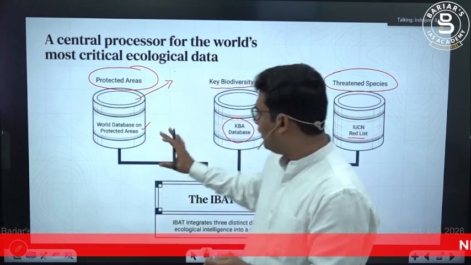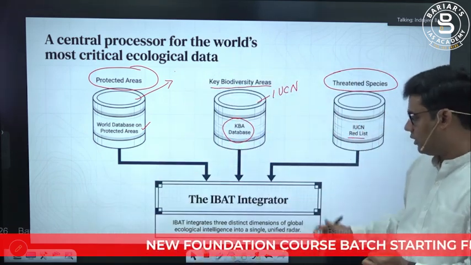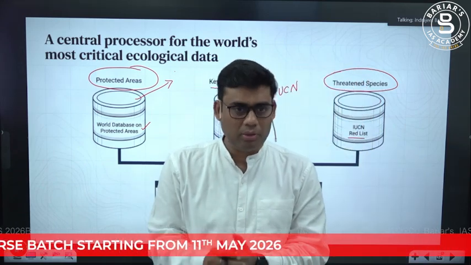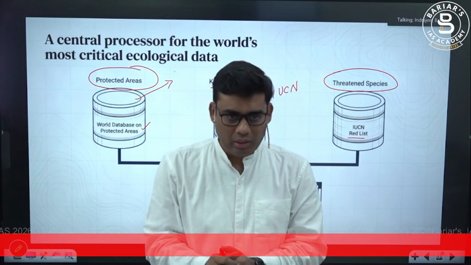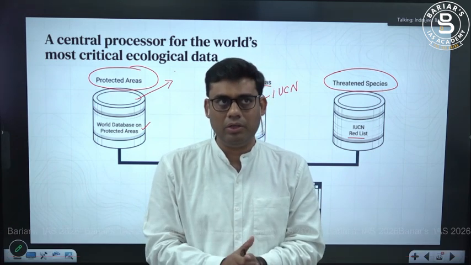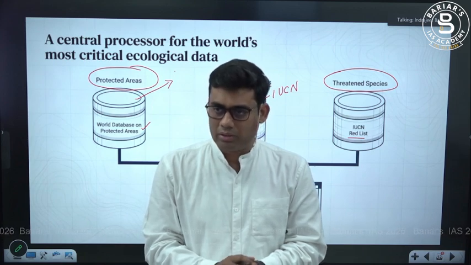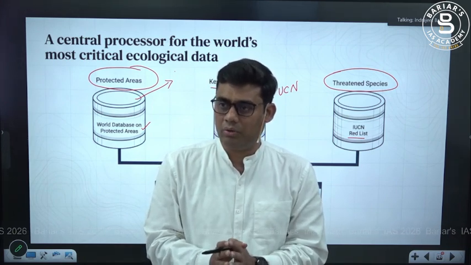So these are the three databases it is going to use. With these databases, it will come out with a whole assessment regarding whether a development project should be started at that particular location or not. And this is very extensively used by governments across the world. So it is the most popular assessment tool with respect to biodiversity.